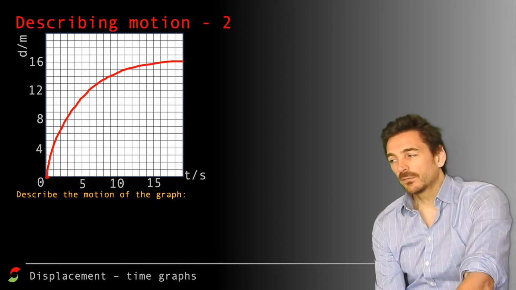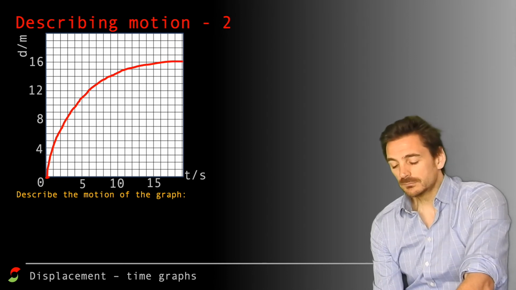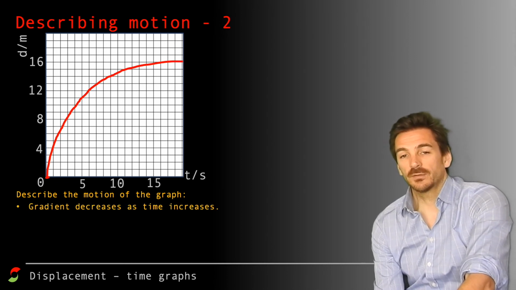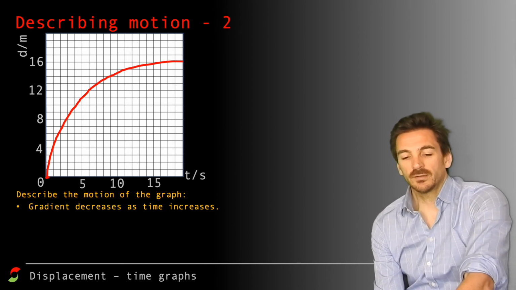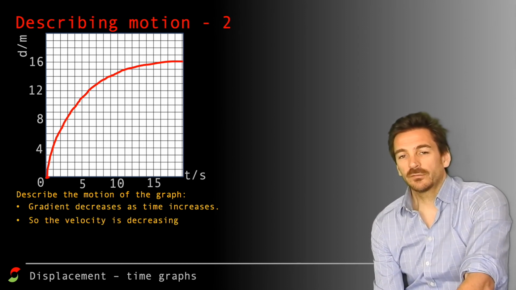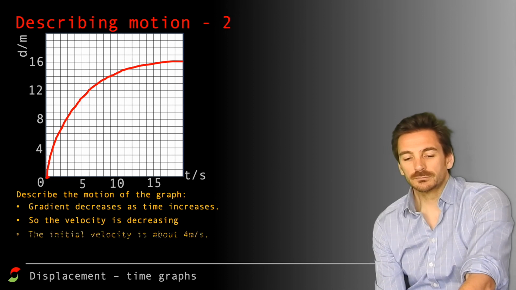Another common graph is this one, and students find this quite difficult as well because it's not a straight line. What we can say is that the gradient is decreasing as time increases. That means velocity must be decreasing as well. So we can also say it's decelerating.